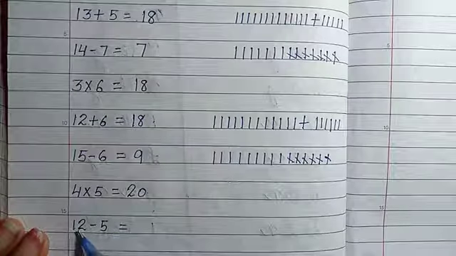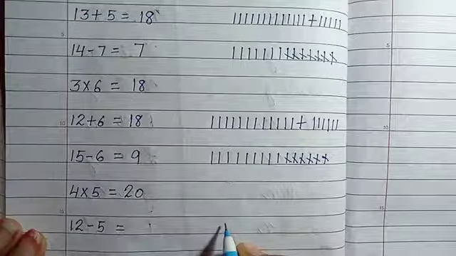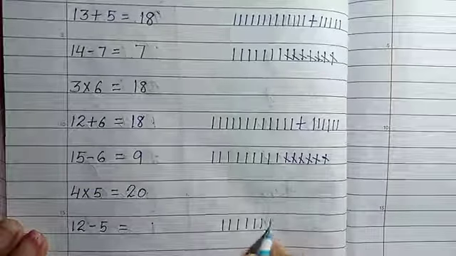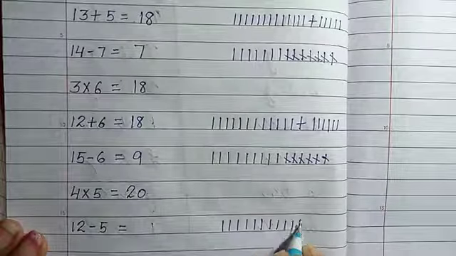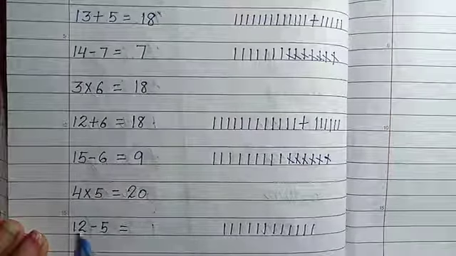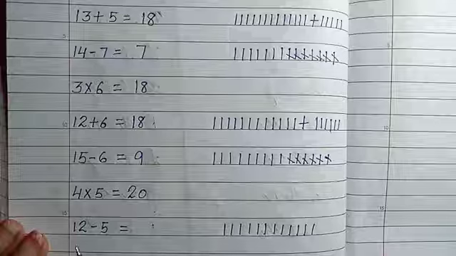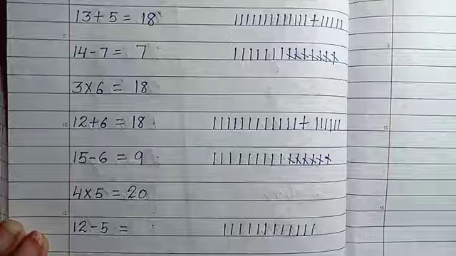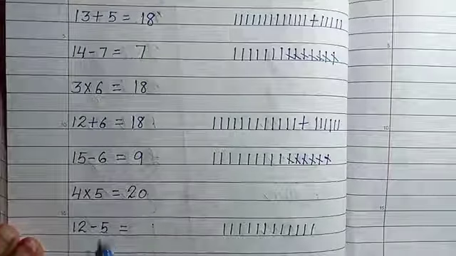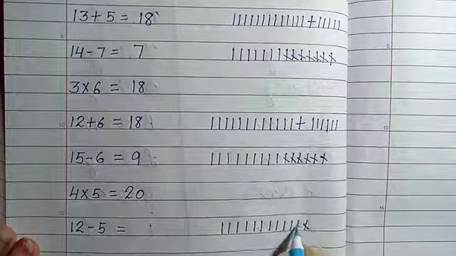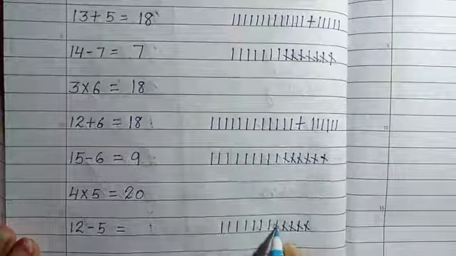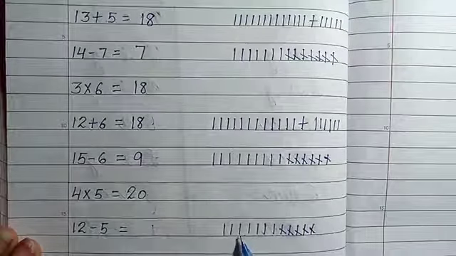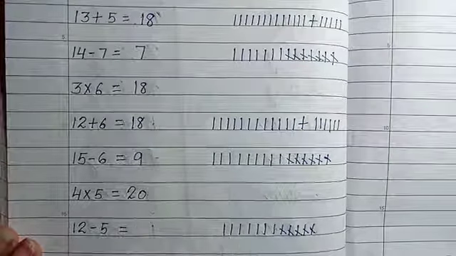Here is 12 minus 5. Here is 12. Now you draw 12 lines. 1 2 3 4 5 6 7 8 9 10 11 12. And here is 5. 12 mein se hum log 5 minus karenge. Out of 12, you remove 5. 1, 2, 3, 4, 5. 1, 2, 3, 4, 5, 6, 7.